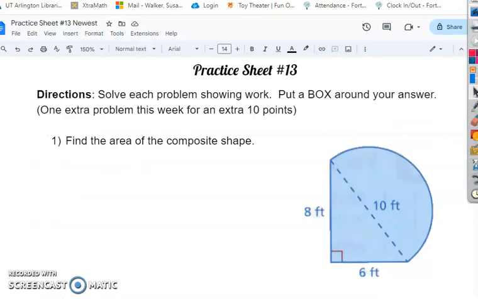Hey guys, we are working on practice sheet 13. I have my formula chart pulled up, as you can tell, because we have an area of a composite figure, okay? So I'm going to just help you get started. Hopefully we know we separate our shapes.